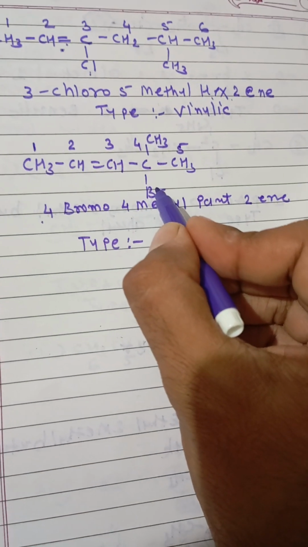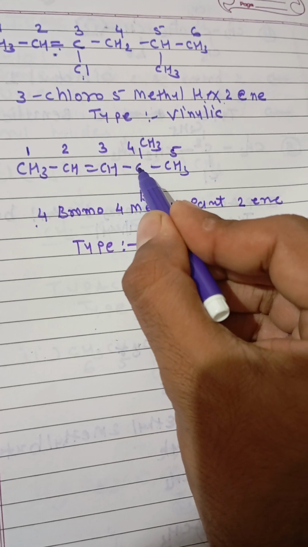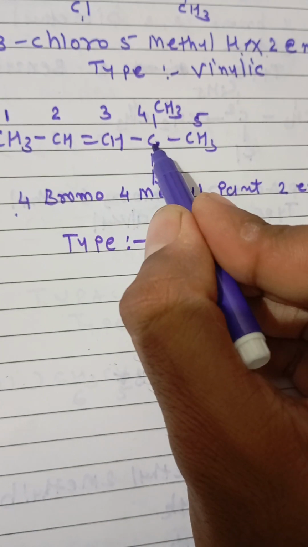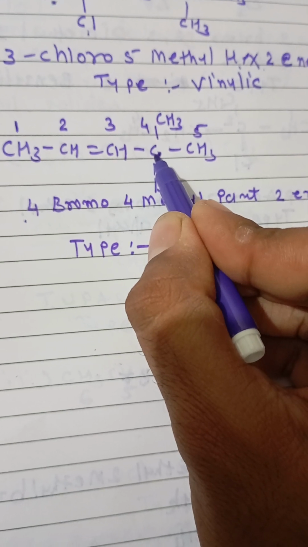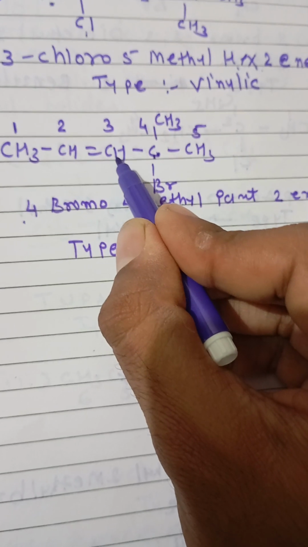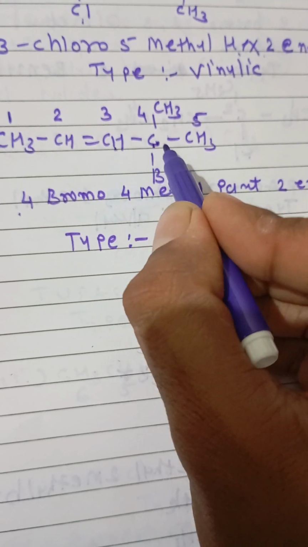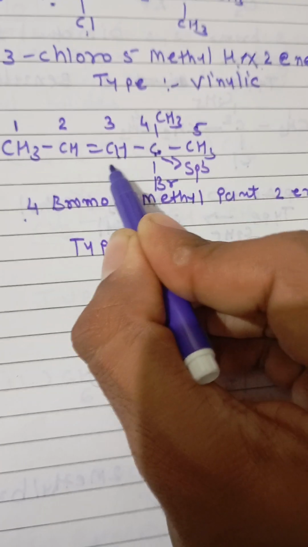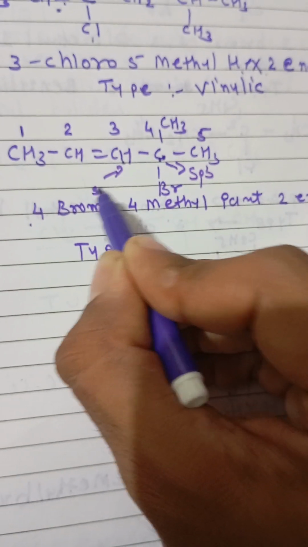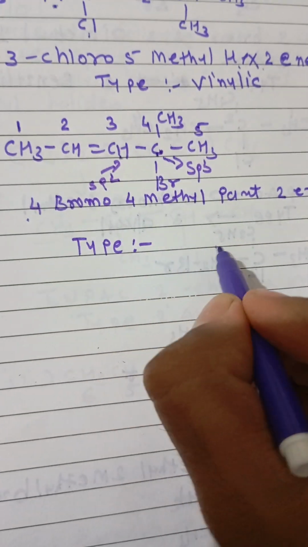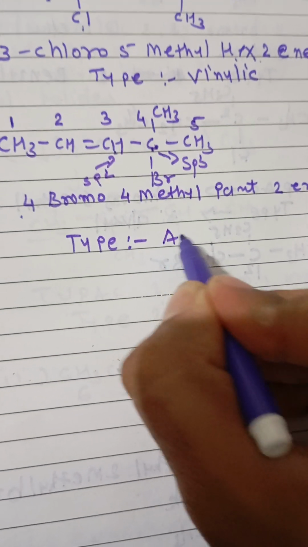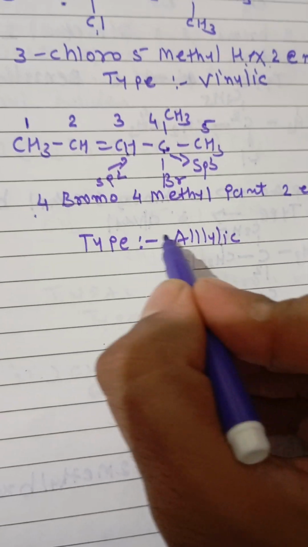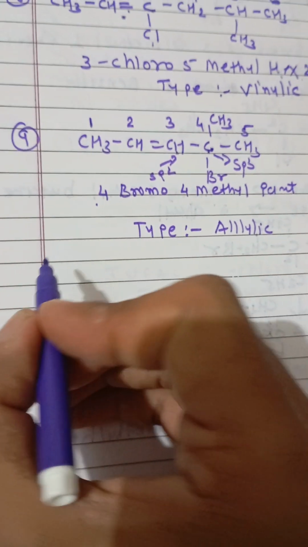See here, the halogen-containing carbon has a single bond, but this single-bonded carbon is attached with a carbon which has a double bond, meaning sp2 hybridization. So here it is sp3 hybridization, and this carbon has sp2 hybridization. So this kind of type is called allylic.